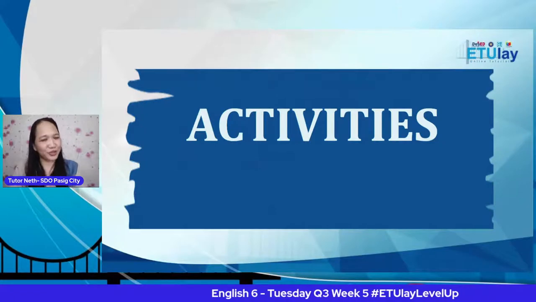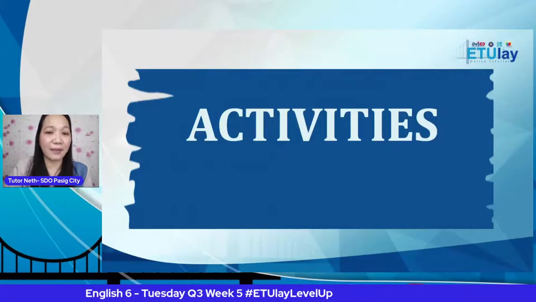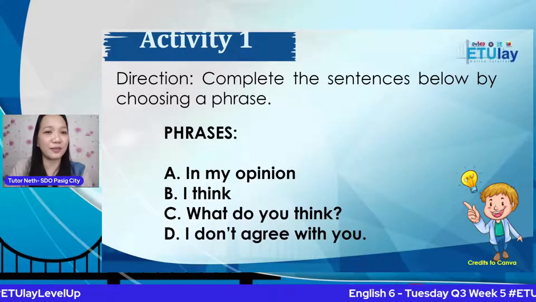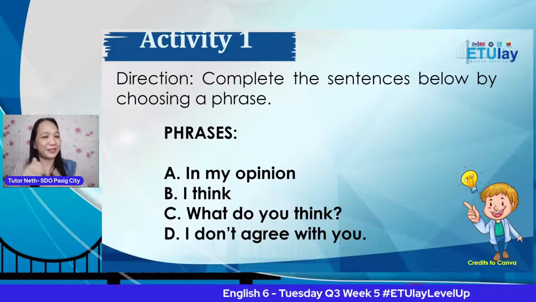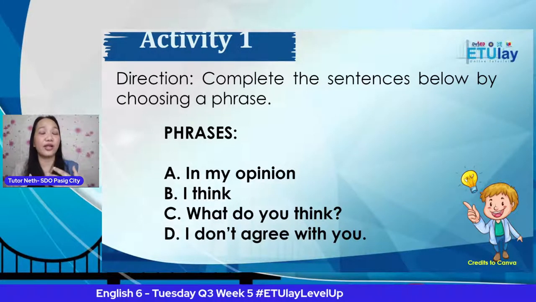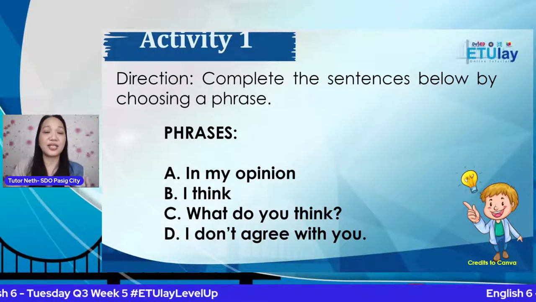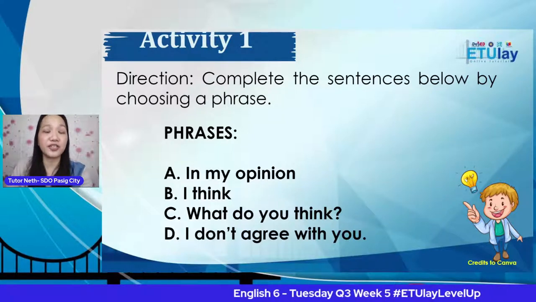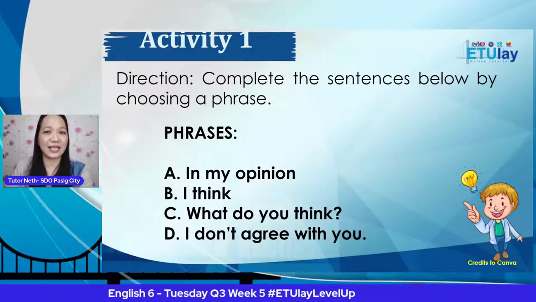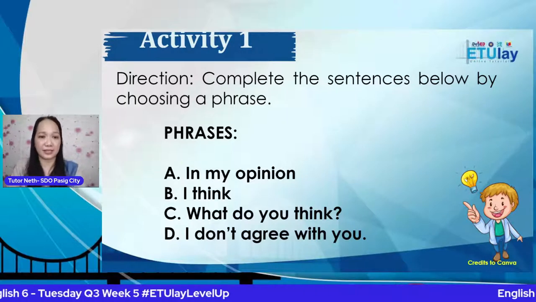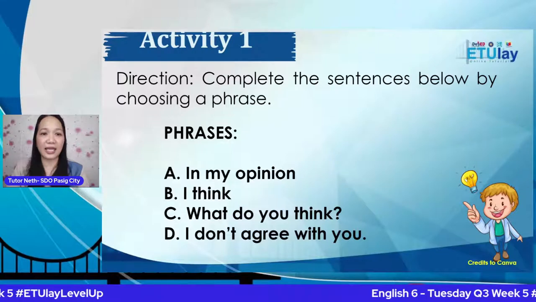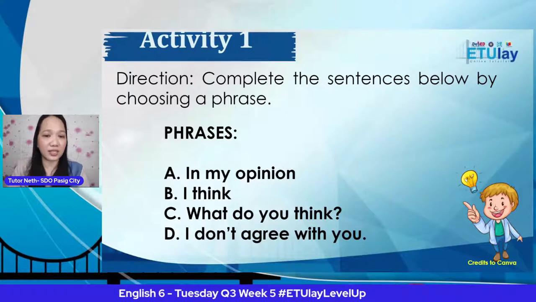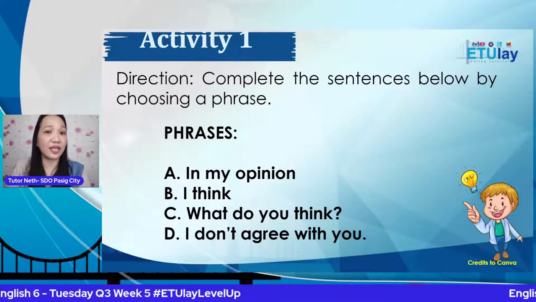Now, I'm going to give you three activities for this one. For activity one, you are going to practice how to express your own opinion using declarative sentences. The direction for the first activity is to complete the sentences below by choosing a phrase. These are our phrases. Letter A, in my opinion. Letter B, I think. Letter C, what do you think? And letter D, I don't agree with you.